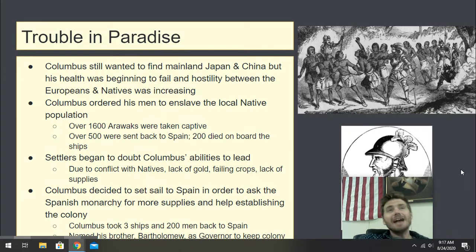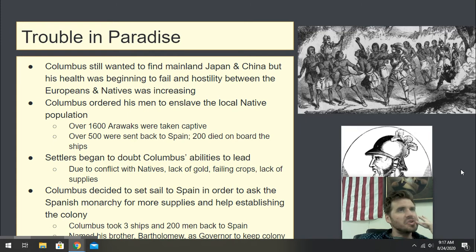Columbus then sends a petition to the King and Queen of Spain. He doesn't sail back, but he sends a letter in order to ask them for permission to take some of the natives into enslavement. He does get an answer later, but he doesn't get an answer in time for what he has planned. And so he does order his men to enslave the local native population. Of the natives that were on the island, 1,600 of them were taken captive.